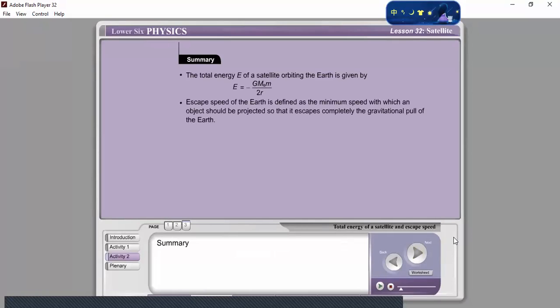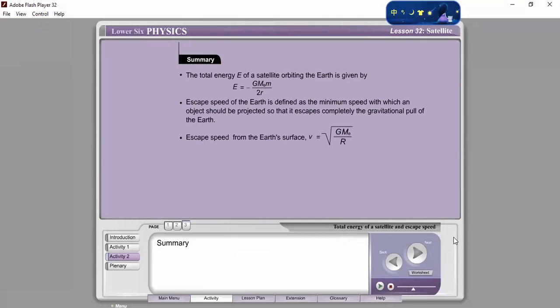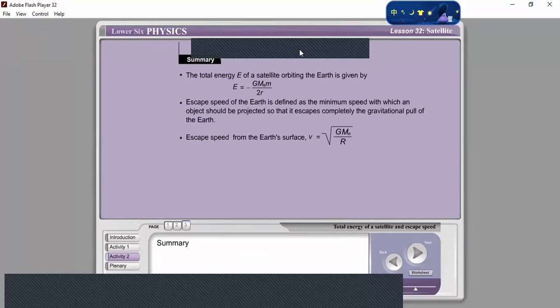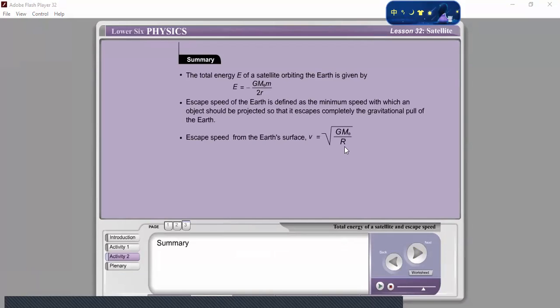Summary. The total energy E of a satellite orbiting the Earth is given by E equals negative G M_E M over 2R. The escape speed of the Earth is defined as the minimum speed with which an object should be projected so that it escapes completely the gravitational pull of the Earth. Escape speed from the Earth's surface, v, equals the square root of 2 G M_E over R.